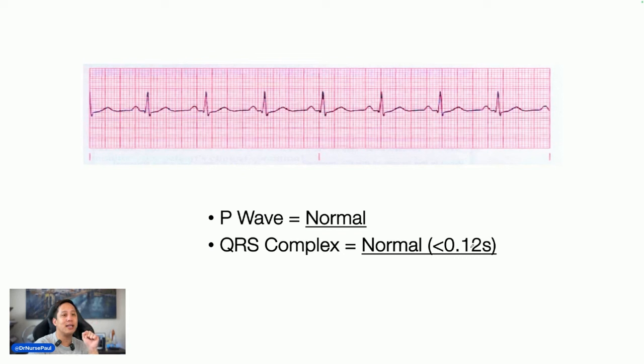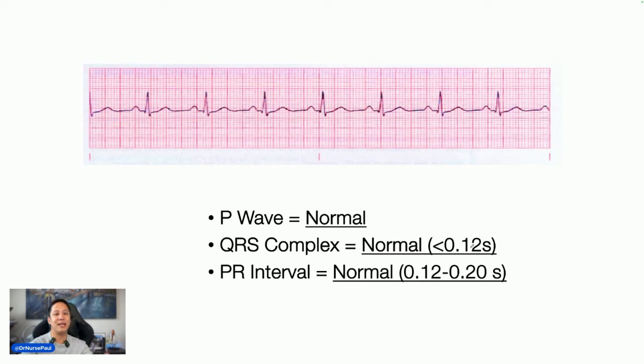Guys, next. What's the next parameter? Fill me in. What's the next one that we're going to check? PR interval, right? I'm dissecting it very slowly. I know the fast learners are getting upset with me because why are you teaching me like I'm a toddler? But it's because we have different learning capabilities. Some people are slow learners. So that's why I'm trying to dissect it as slow as I can.